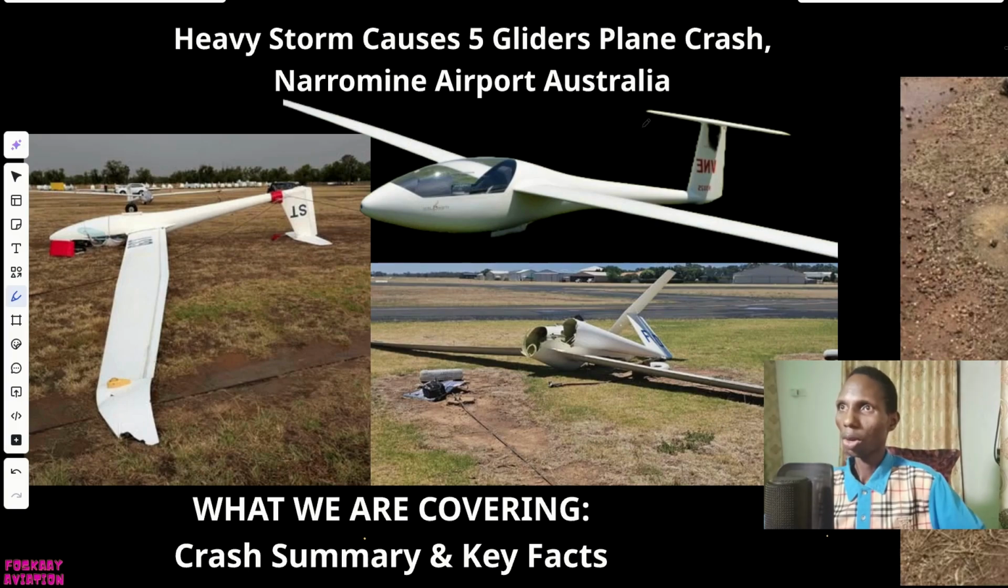A heavy storm caused about 5 glider planes to crash at Narromine Airport, Australia. So what really happened? All those things are what we want to cover.